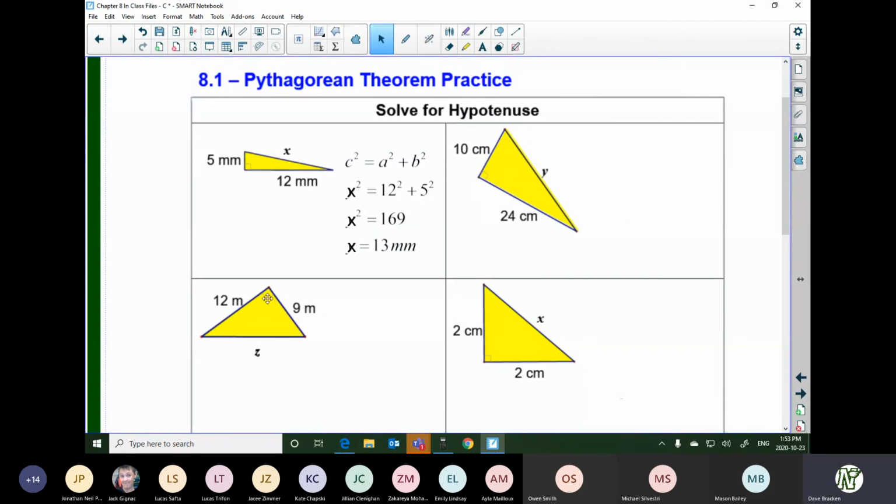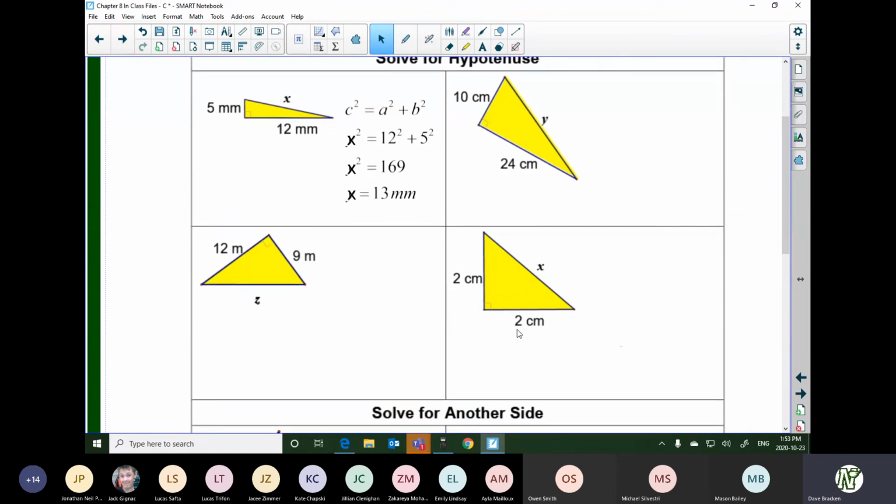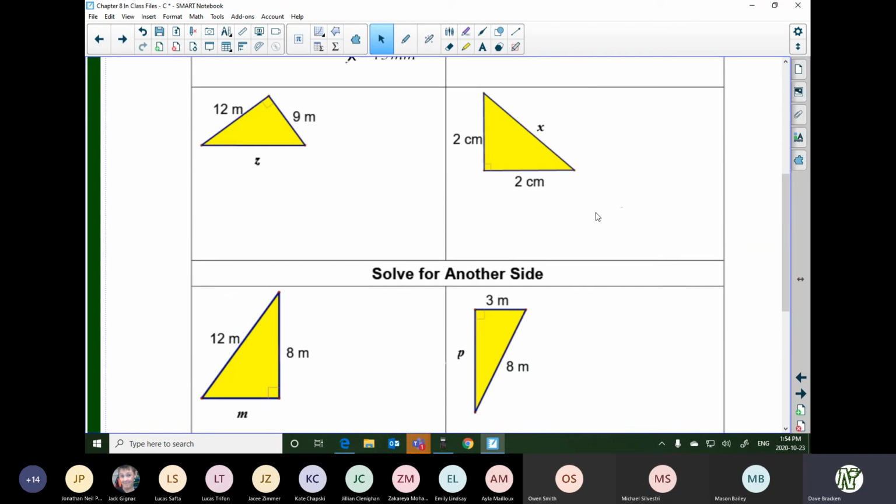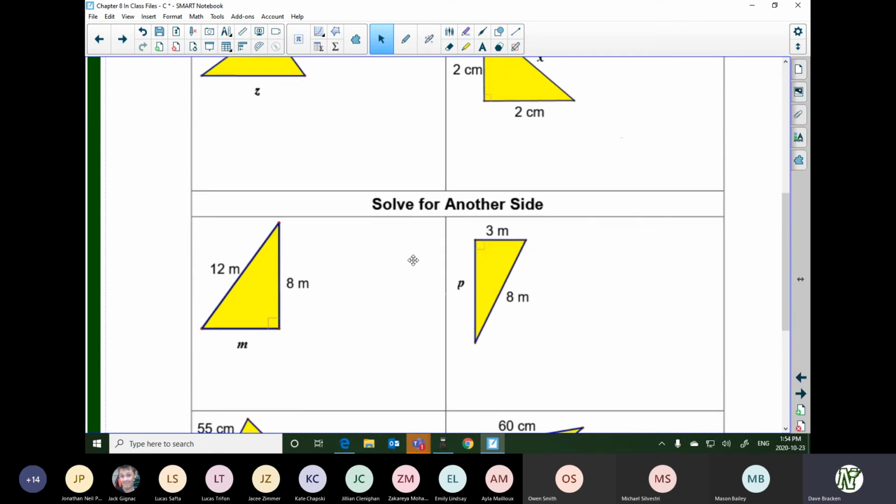You can do this one, this one, this one, all the same way. Okay. That makes sense to me. It's my longest side. The only difference, I'm going to do one more with you right now. The only difference down here, this is solving for another side. Do you see how we know the hypotenuse?